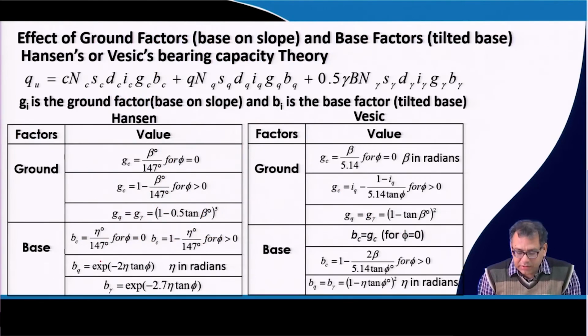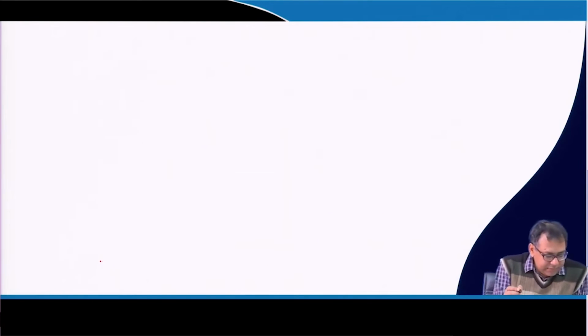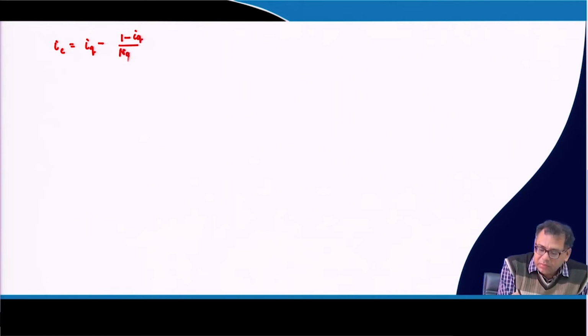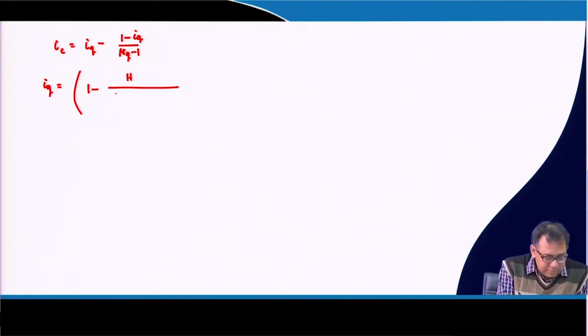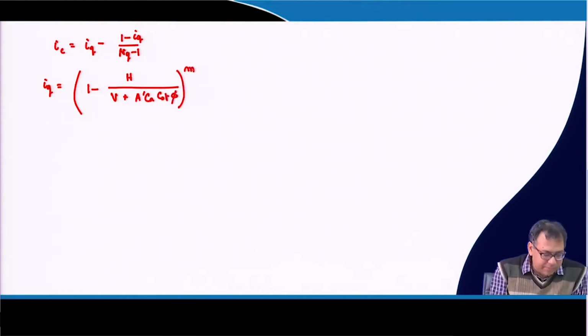Okay. Now, I will calculate Ic, and Ic is equal to Iq minus (1 minus Iq) divided by (Nq minus 1). So, we have to calculate Iq first. So, Iq is equal to, as per Vesic, 1 minus H divided by (V plus A dash into C into A cot phi), raised to M. A dash and A is same, where this is M.